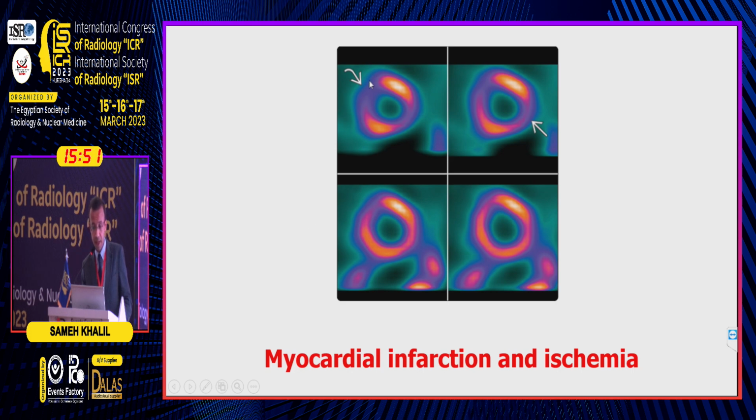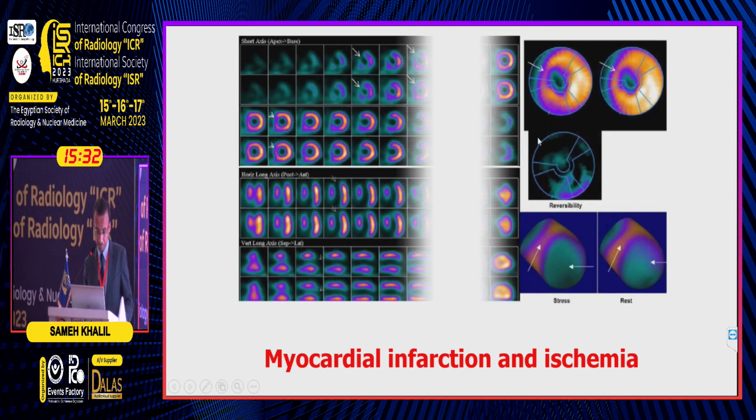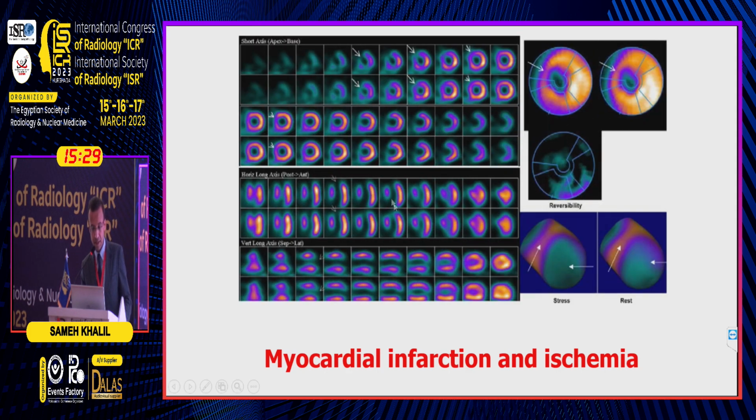In this case, we have LAD territory infarction as a perfusion defect in stress, and it is fixed during rest, and we have a reversible defect in the LCX distribution. This patient needs revascularization for the LCX territory. And this is also a case with ischemia in the LAD distribution, which is corrected after that.